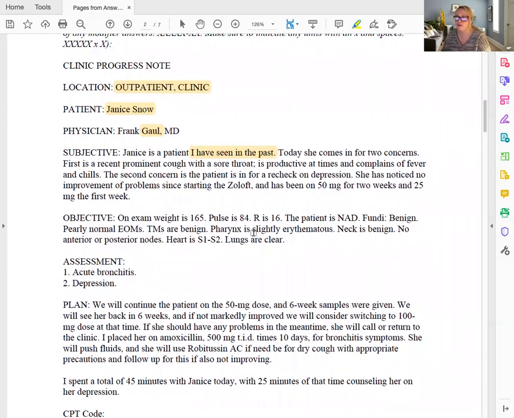So this is a very brief exam. And you may notice later on in the note that there was a lot of time spent discussing the complications of her depression. And that's why the provider didn't spend as much time in documenting some of these details. And it's not necessary for a level of service.